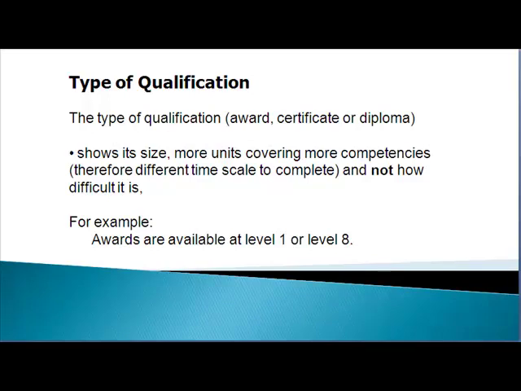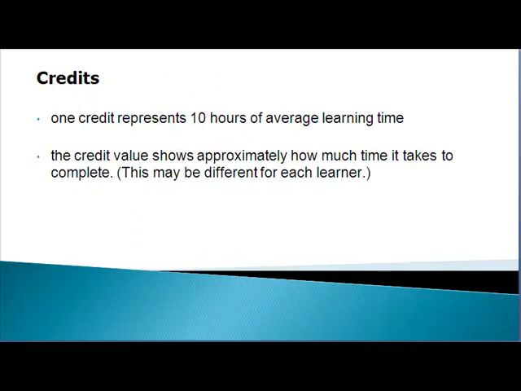I previously referred to the credits. So 1 credit represents 10 hours of average learning time. So as an example, a certificate may be made up of 21 credits, so that's 210 hours of learning time. So the credit value acts as a guide to allow you to see how long roughly it will take to complete. And obviously this will be different with each learner, with their abilities but also their access to the work to be able to complete their evidence.